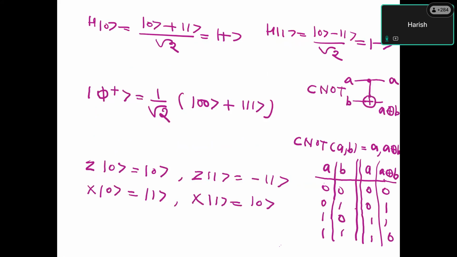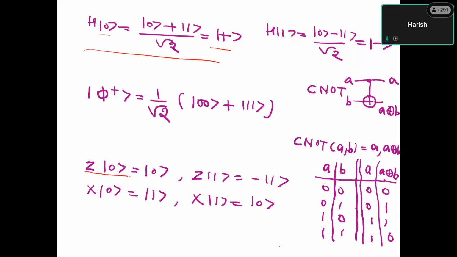Before going to that, I just want to recap the important gates which we will be requiring during the session. First is the Hadamard gate. As you all know, when you apply it on the 0 state, it creates a superposition of 0 and 1, that is (0 plus 1) by root 2, and this is also called the plus state. In the same way, when we apply Hadamard on the 1 state, we get (0 minus 1) by root 2, and we denote this state as the minus state.